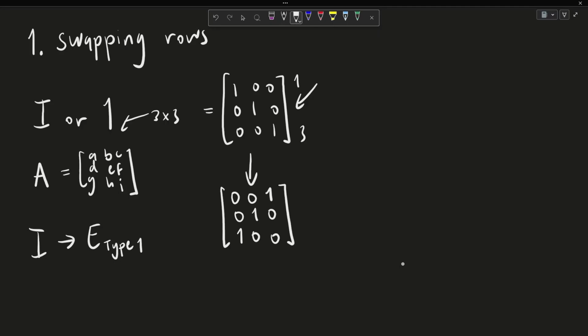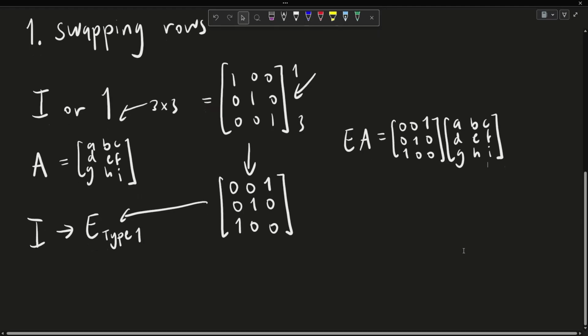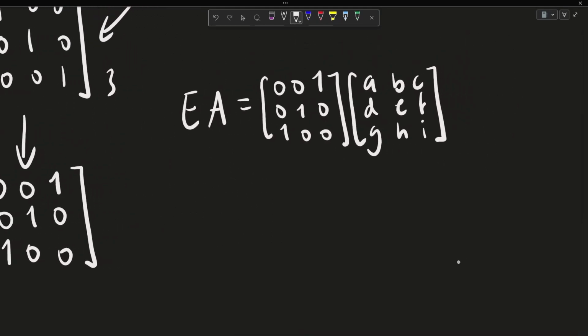And row 1 would now be where row 3 originally was, so 1, 0, 0. Then, multiplying that new value for E by A would swap the first and third rows in A. So let's demonstrate this. E times A equals 0, 0, 1, 0, 1, 0, 1, 0, 0 times A, B, C, D, E, F, G, H, I. So if you remember back to the video about matrix multiplication, here's what we'll get.